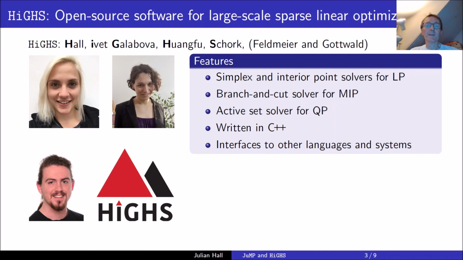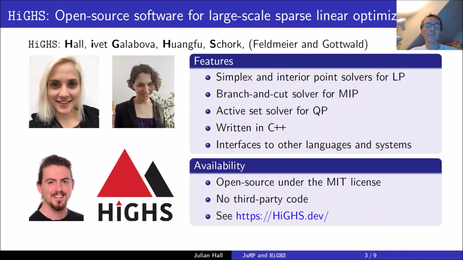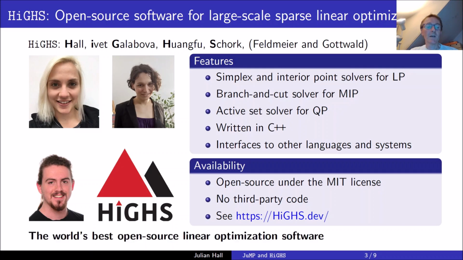HiGHS features simplex and interior point solvers for linear programming problems, a branch and cut solver for mixed integer programming problems, an active set solver for QP problems. It's written in C++ and has interfaces to other languages and systems. It's available as open source under the MIT license. It contains no third-party code, and further details can be seen on our website. And in terms of performance, it's the world's best open source linear optimization software.